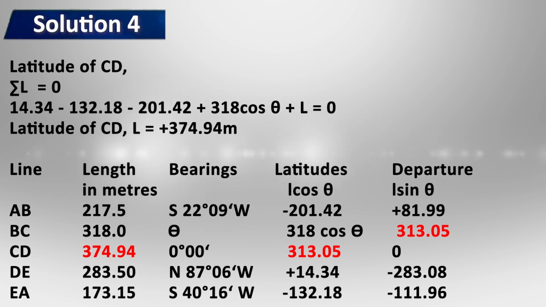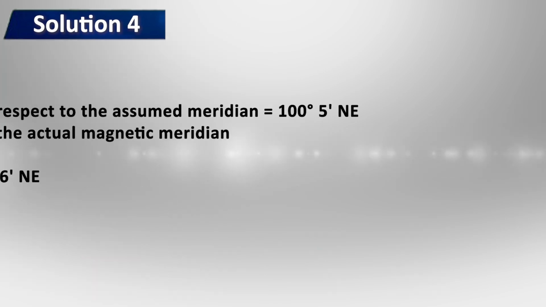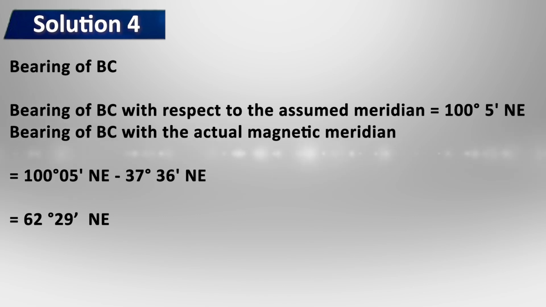The latitude of CD, which is L, we can find from the first equation, that is sigma of latitude is equal to 0. So, solving 14.34 minus 132.18 minus 201.42 plus 318 cos theta plus L is equal to 0, we put the value of theta as already calculated. The length of CD, L, would be equal to plus 374.94 meters. Bearing of line BC with respect to the assumed meridian is 100 degree 5 minutes.